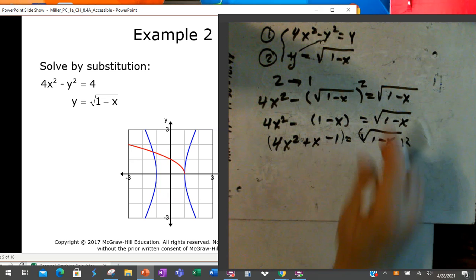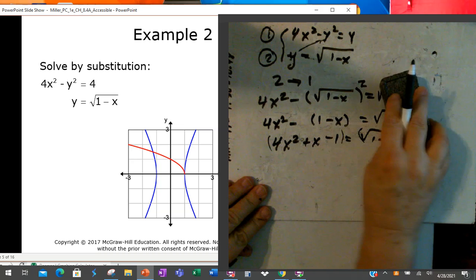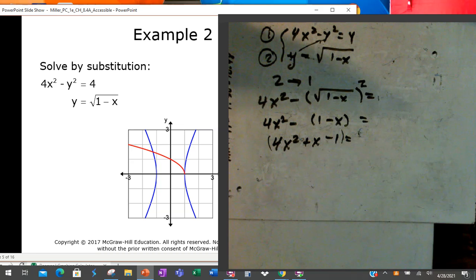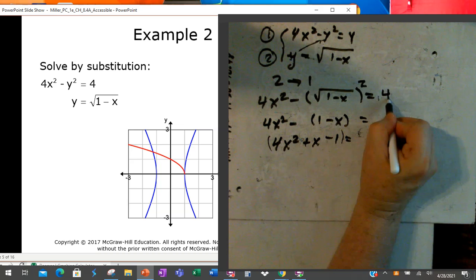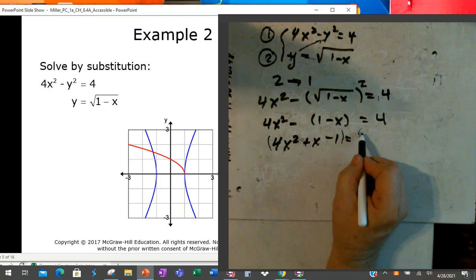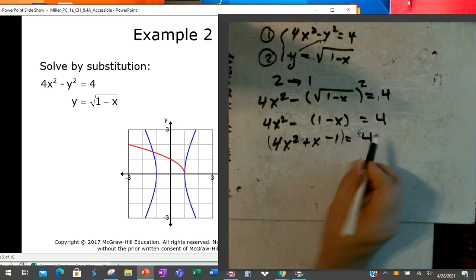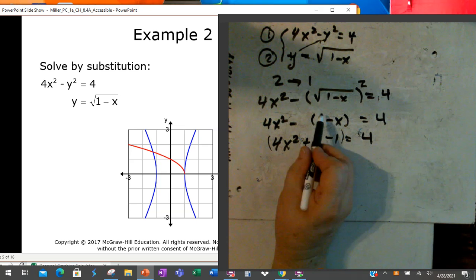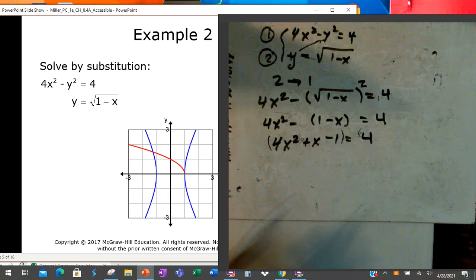Oh, I'm sorry. This was 4. That wasn't this. Okay, I knew that was going to be a big thing. This was supposed to be 4. Sorry, that was not a y. So 4, that helps me out here. I knew we were going to get a big thing here. So this is 4x squared minus 1 minus a minus x gives me the plus x. That has to be equal to 4.